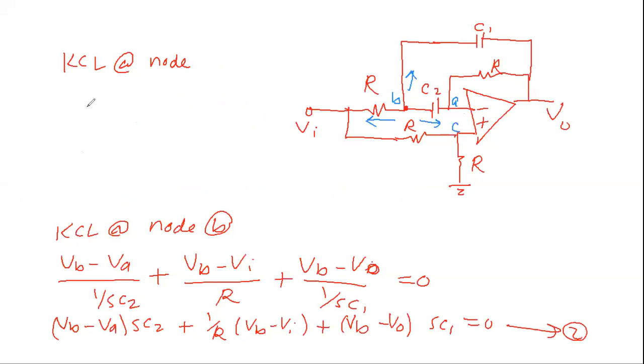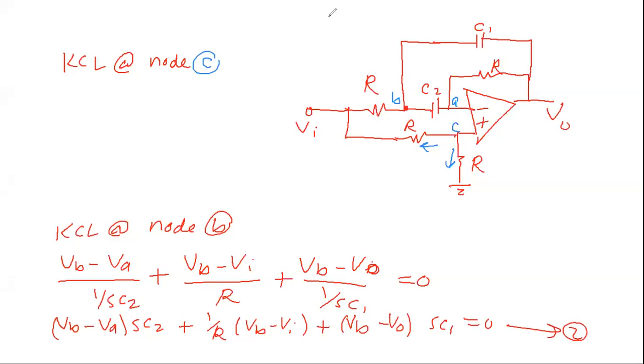Okay, how about node C? At node C, we have two currents now. So if you just delete the currents, delete this one, delete this one, delete this one, we have one current here and one current here. Do we have any current this way? No. We don't have any current in the plus input, right?